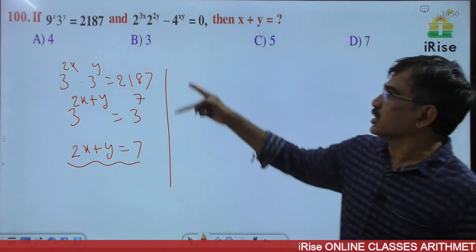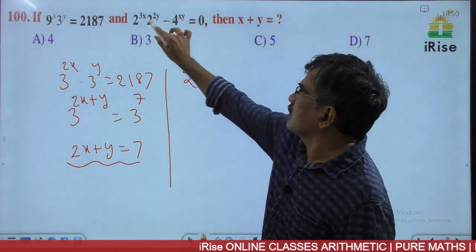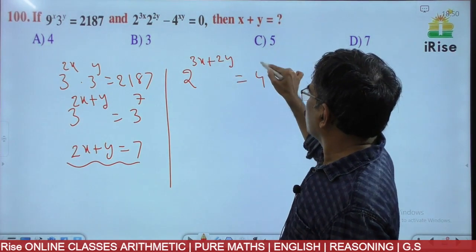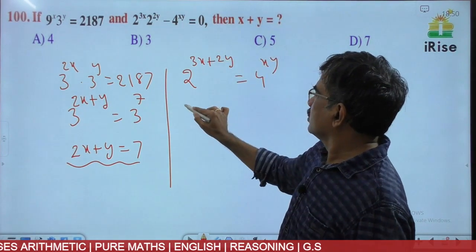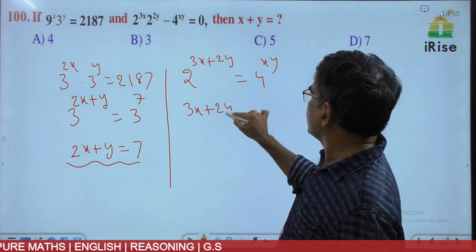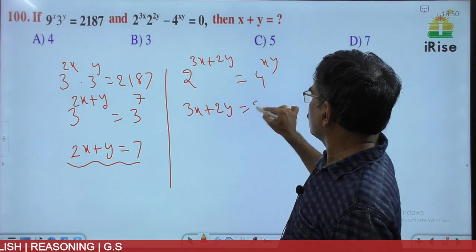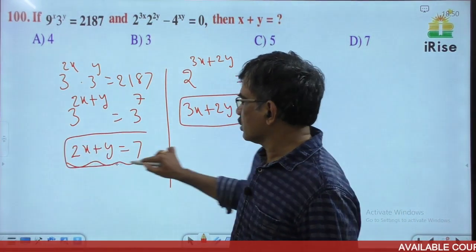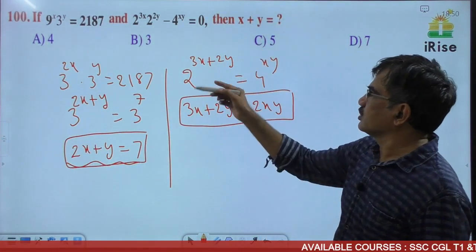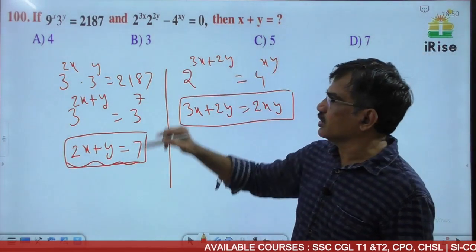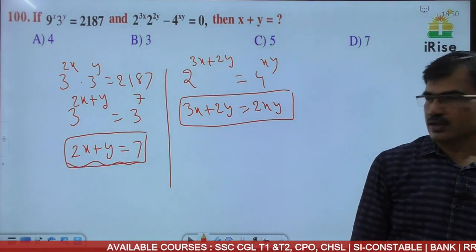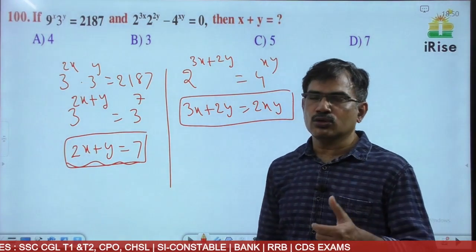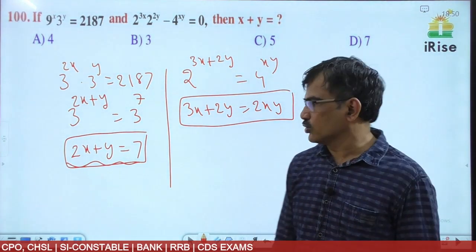In the second condition, 2 power sum of these two is nothing but 3x plus 2y is equal to 4 power xy. This is 3x plus 2y is equal to 2 power 2xy. So 2xy. This is the second condition. So these two conditions are satisfied by which of these values? See, options are 7, 5, 3, 4. Here the options are integers. How to check the values?